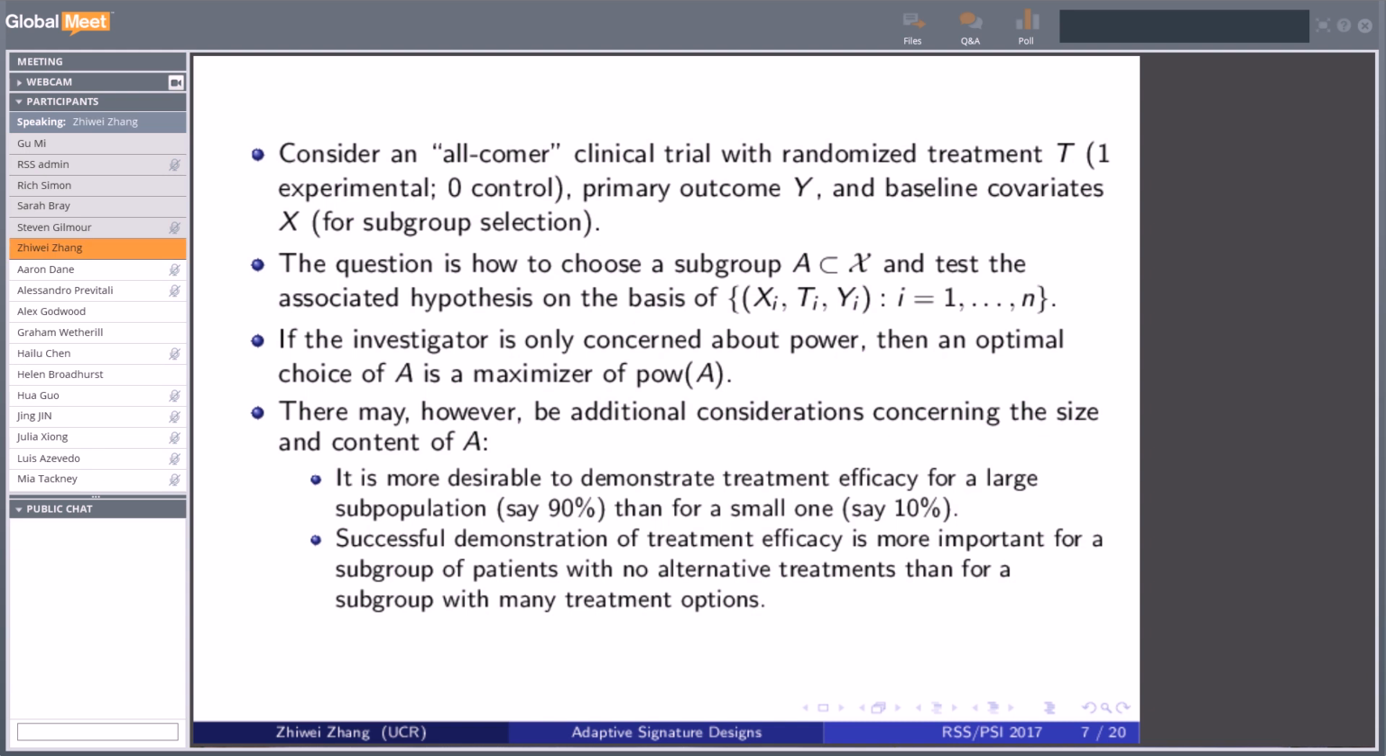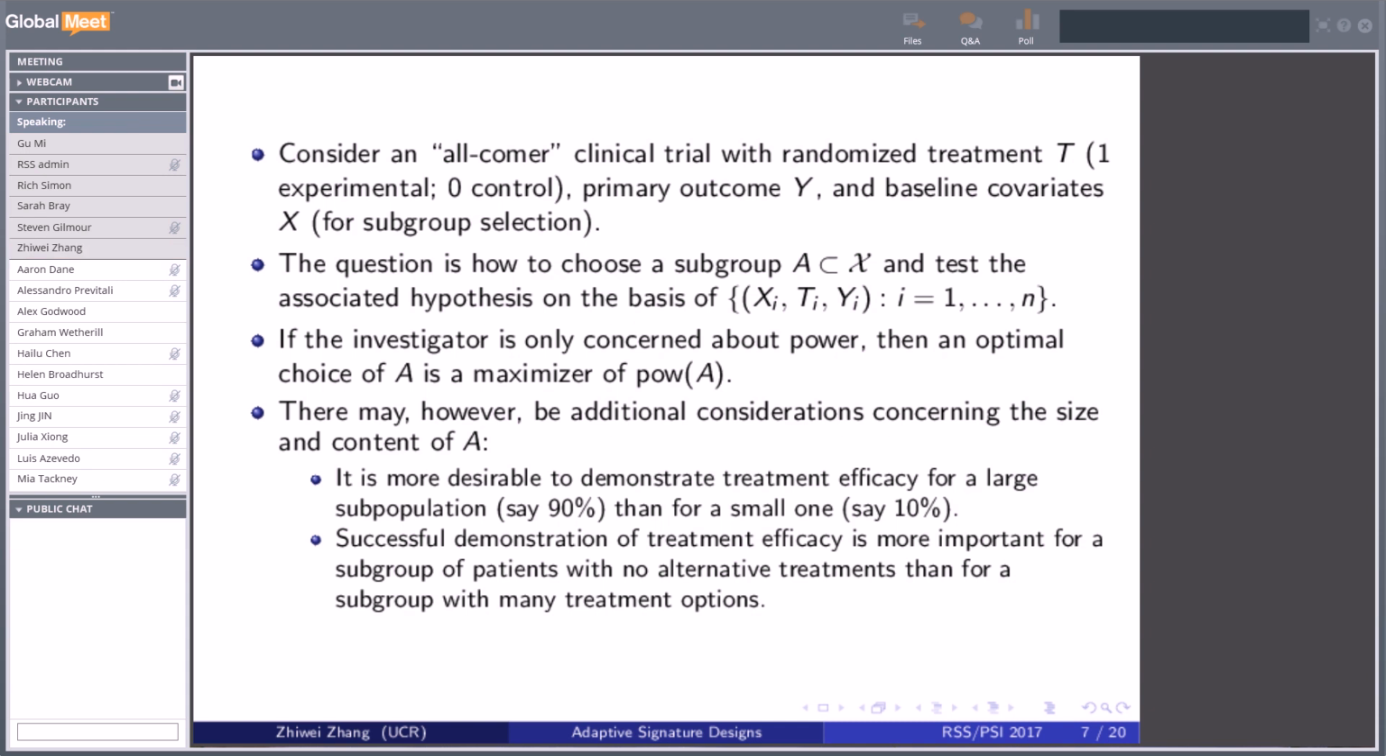So on the next slide, number 7, we introduce some notation here so we can be a bit more formal. So T is a randomized treatment, which is 1 for experimental and 0 for control. Y is a clinical outcome of primary interest, and X is a vector of baseline covariates. The covariate vector X may be used to choose a subgroup for testing treatment efficacy. The question is how to choose such a subgroup and test the associated hypothesis using the trial data.